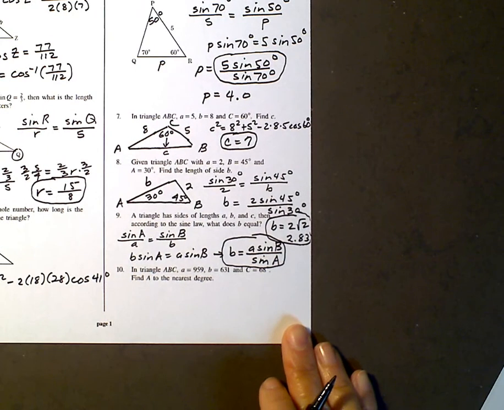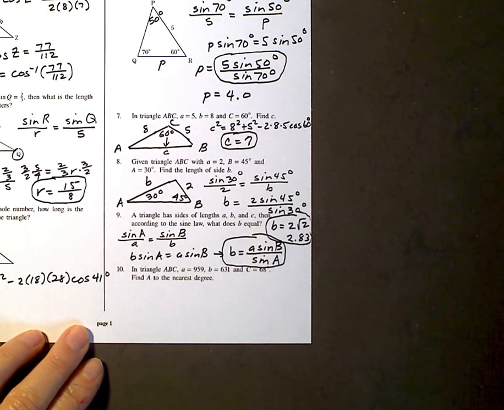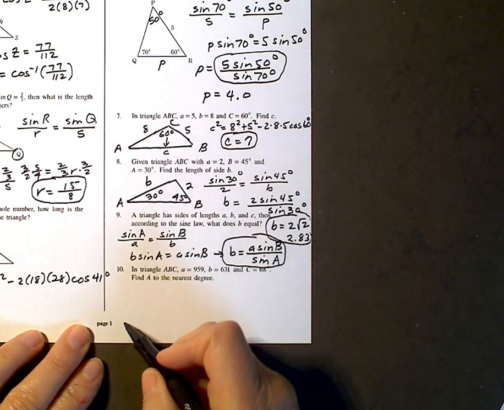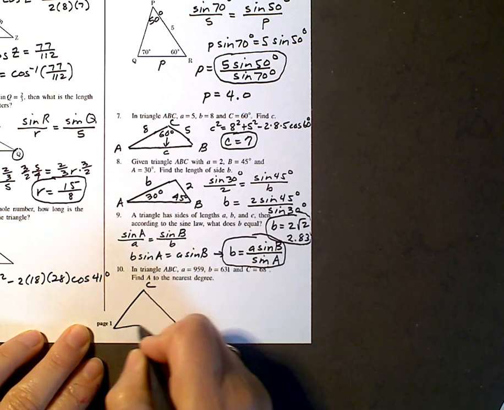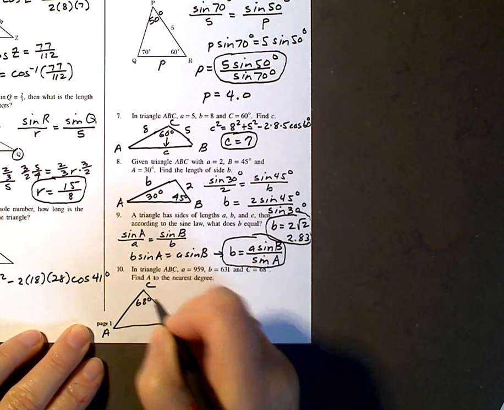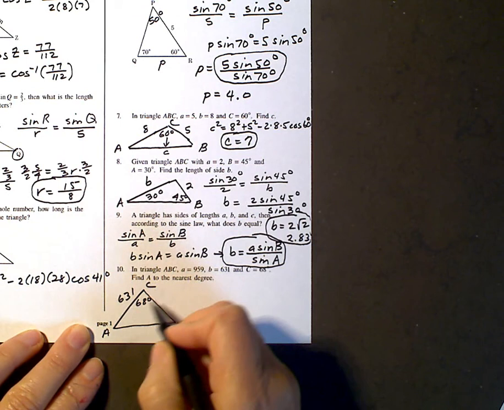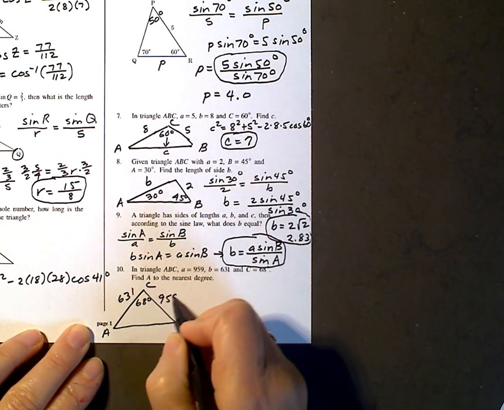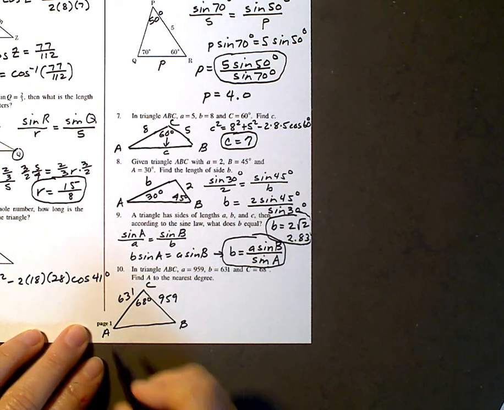Okay, and the last one, number 10, in triangle ABC, A is 951, B is 61. Okay, so let's make a little triangle here where I'll put C up here, A and B. So C is a 68-degree angle. This side is 631, and then side A is 959. So I'm supposed to find the measure of angle A.